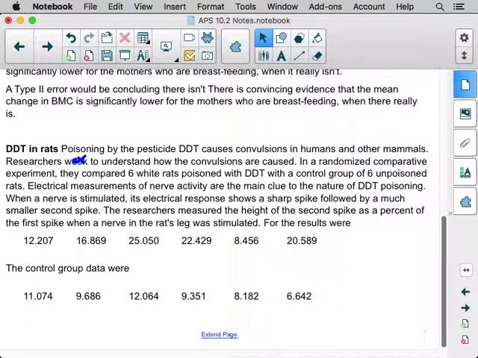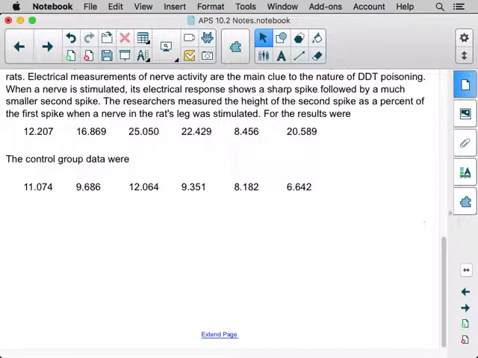When a nerve is stimulated, its electrical response shows a sharp spike followed by a much smaller second spike. The researchers measured the height of the second spike as a percent of the first spike when a nerve in the rat's leg was stimulated. Further results were, and then here is the control data. So here's the ones that had DDT, and here's the control group. All right?